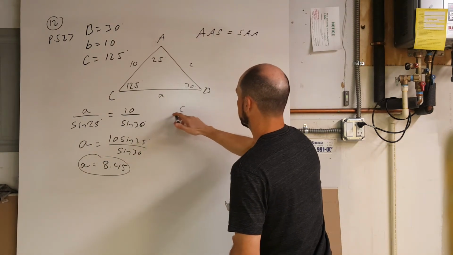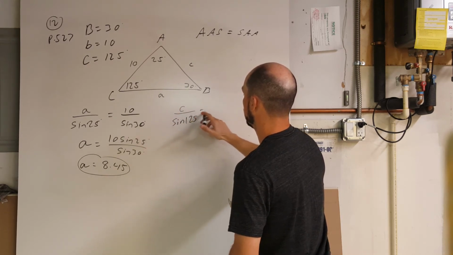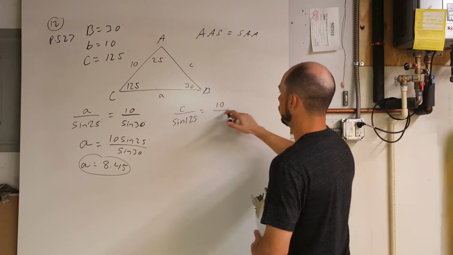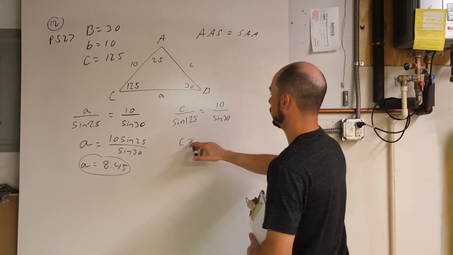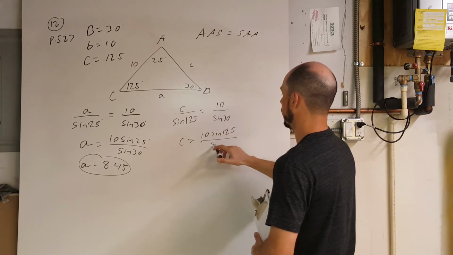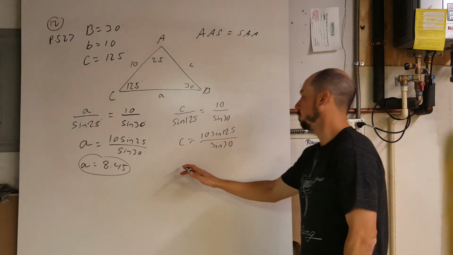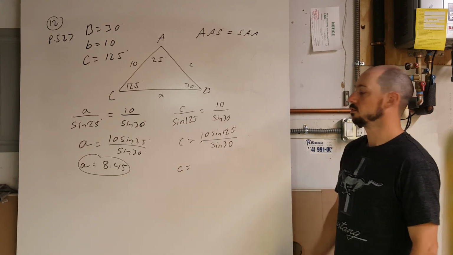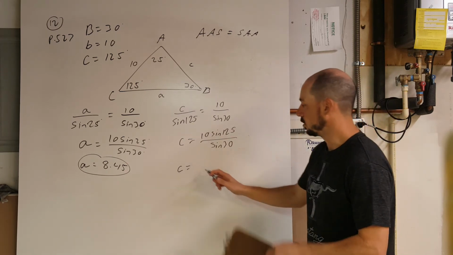So let's go side C divided by the sine of C, which is 125, equals side B, which is 10 over sine of 30. Multiply, it's C equals 10 sine of 125 divided by sine of 30. Okay. Punch it in a calculator. Make sure your calculator is in degree mode, right? You can be in degrees or radians. So you're in degree mode. And C, you will get 16.38.